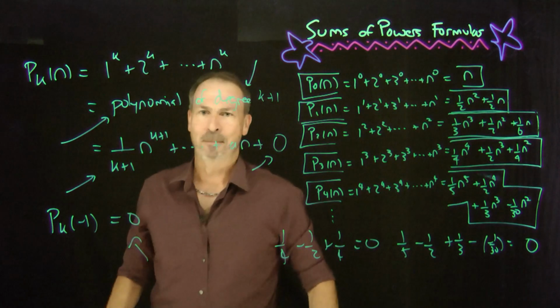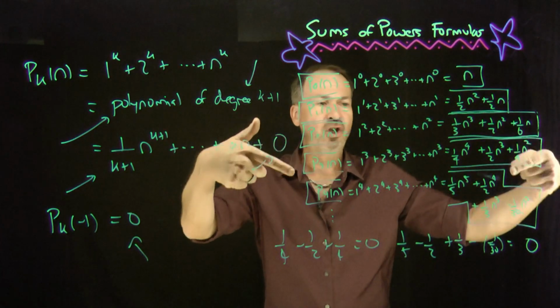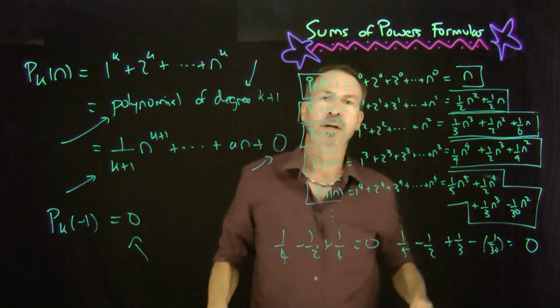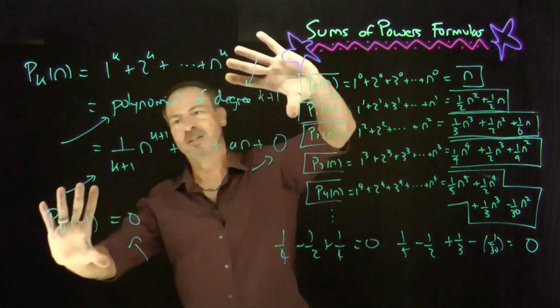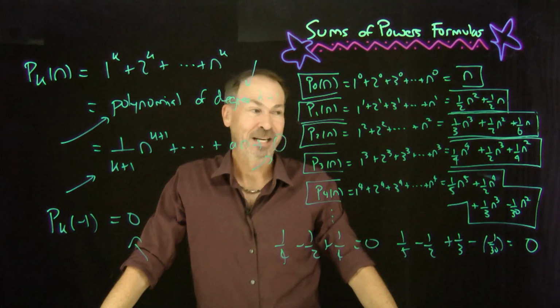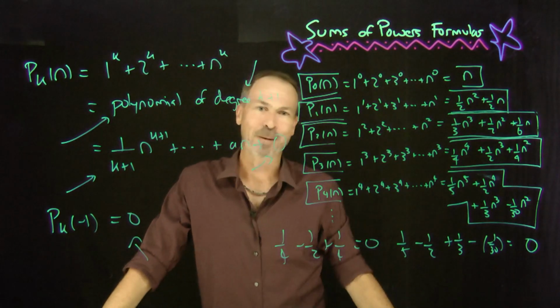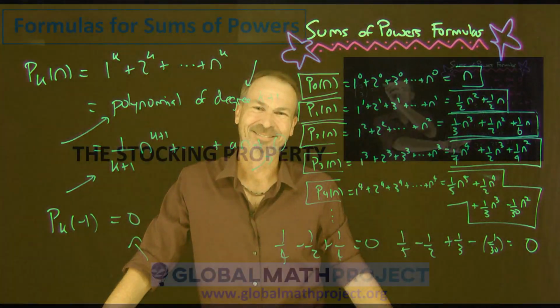All right. But the biggest mystery of all is, how do I keep generating these things, and are they always sure to be polynomials? And then there's all these extra details I want to figure out, and that is the theme of this video. How to get these formulas, and why are they polynomials of degree k plus 1? Okay, let's do it!